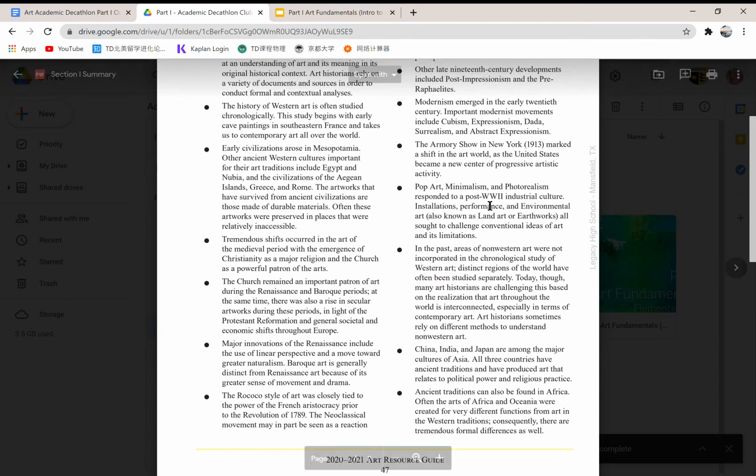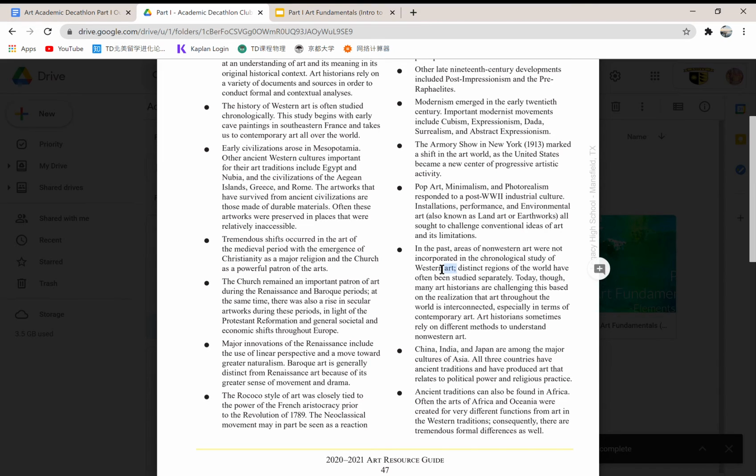Pop art, minimalism, and photorealism respond to the post-World War II industrial culture. Installation, performance, and environmental art, also known as land art and earthwork, all sought to challenge conventional ideas of art and its limitations. This part will be mentioned in the second half presentation of part 1, which is called the elements of art.